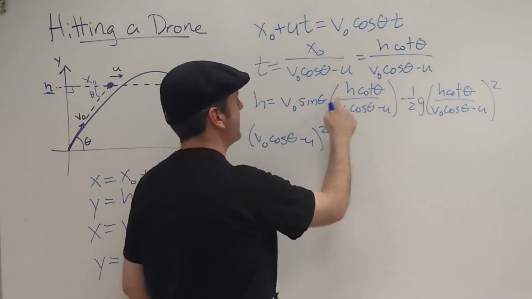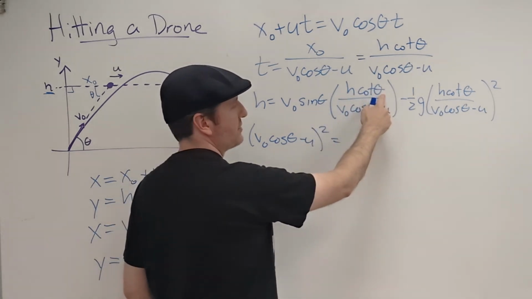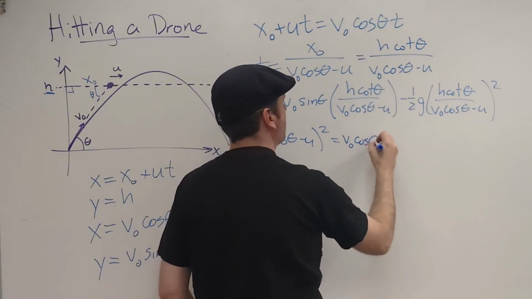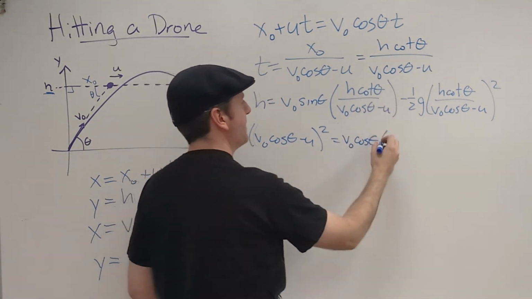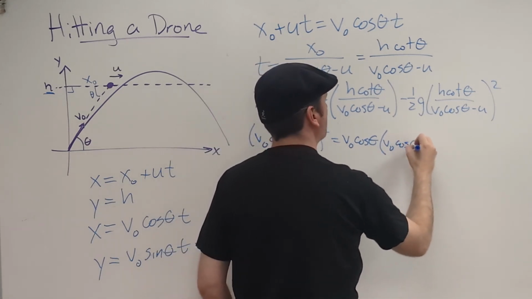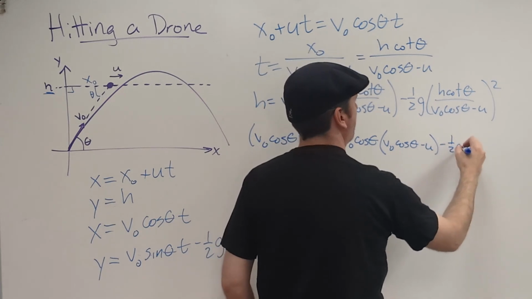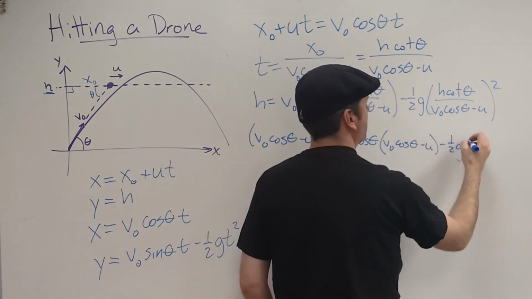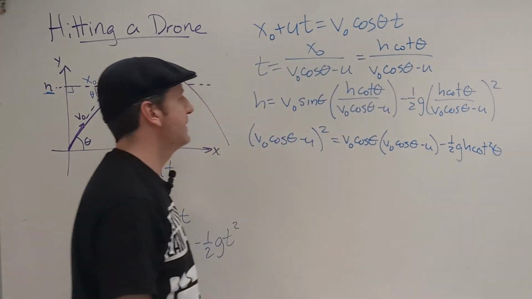On the right-hand side, again, this h cancels out. Sine theta times cotangent is cosine. So I'm going to be left with a v naught cosine theta. And then, because I'm multiplying by the square of this denominator, I'm going to pick up 1 copy in the numerator. And then this second bit here, we'll just have the 1/2 g. One of these h's will be gone, and I'll have a cotangent squared of theta left over.